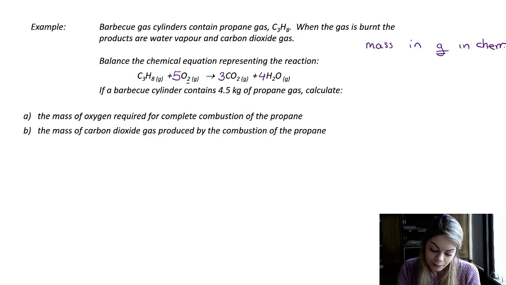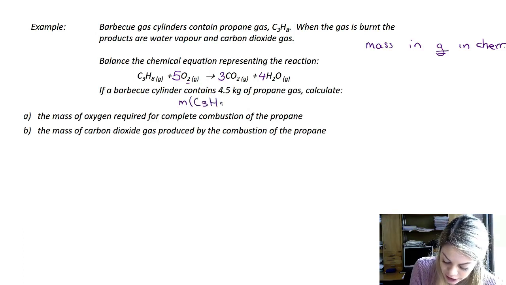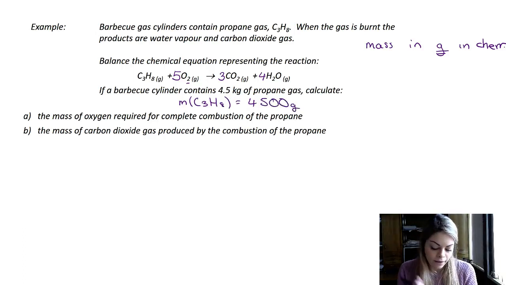Okay, so I'm going to need to convert to grams. So the mass of propane, which is C3H8, is 4,500 grams. Okay, so what mass of oxygen is required for complete combustion of the propane? Now, again, I can't just compare the masses, I need to compare the amounts. So to do that, I need to be using the number of moles. So the first thing I'm going to do is find the number of moles of propane gas.